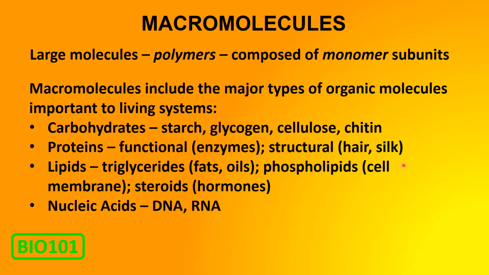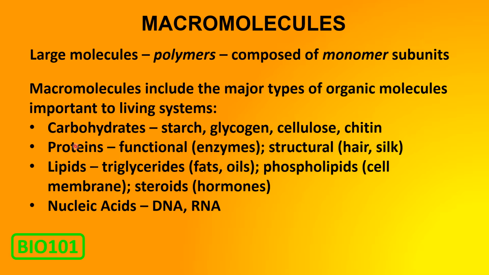The names are not unfamiliar to most of you anyway. So carbohydrates, and you know carbohydrates as Snickers bars and whatever like that, right? Carbohydrates include, now this is a generic umbrella term, but carbohydrates in the natural world consist of, for instance, starch, glycogen, cellulose, and chitin, and we'll differentiate these in a little bit.